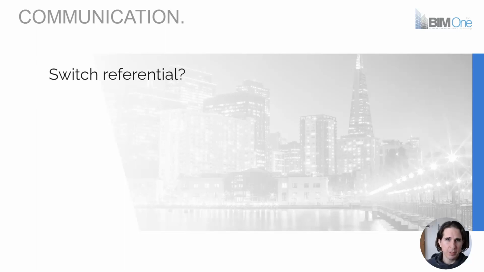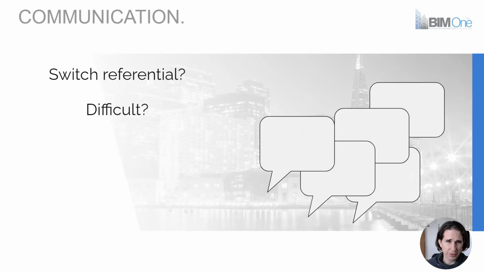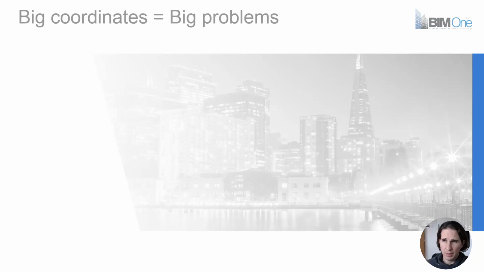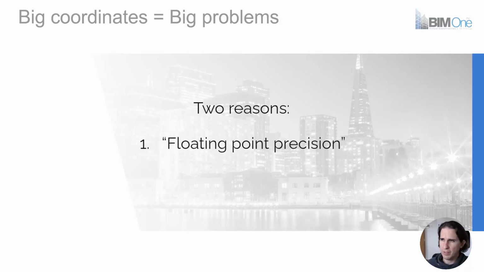As a reminder, it's pretty common to change referential. It's not very difficult. The difficulty comes from the quality and the documentation of the communication it requires on the matter. So it's all about communication all the way. One of the other issues would be to face big coordinates, because big coordinates are usually associated with big problems. This is for two reasons. One reason would be the floating point precision. The way computers store numbers in most BIM software faces challenges due to this single artifact.